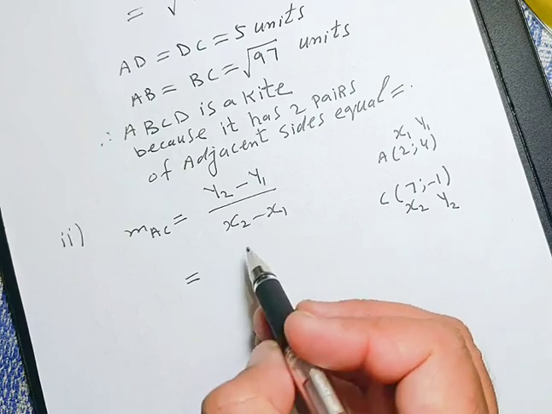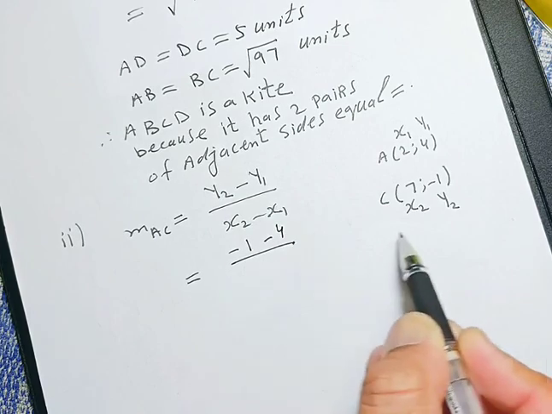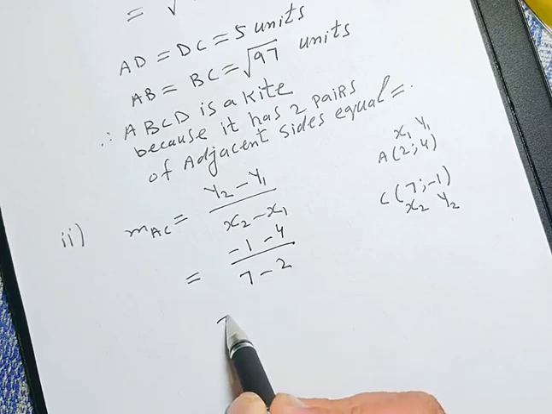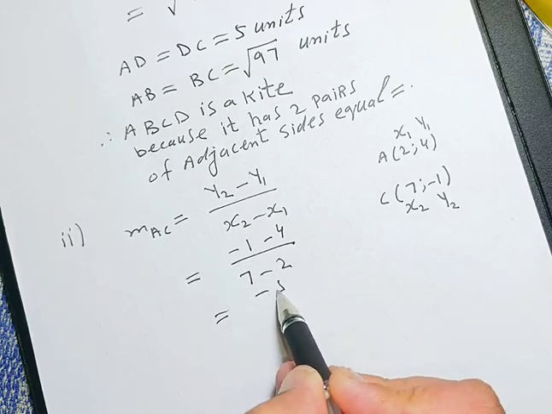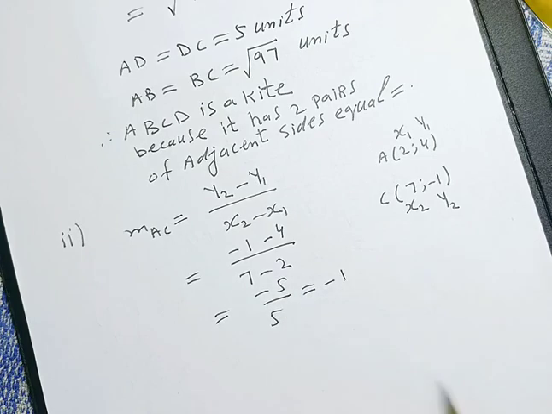So y2 minus y1, negative 1 minus 4, over x2 minus x1, 7 minus 2. And I must simplify, it's going to be negative 5 over 5. The answer is going to be negative 1.